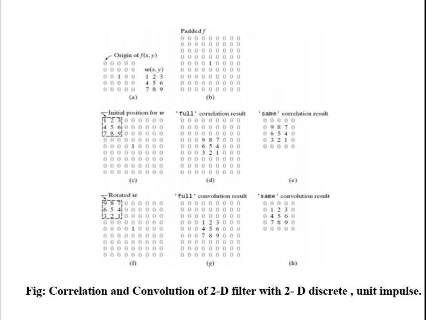This equation is evaluated for all the values of the displacement variables x and y, so that all the elements of w visit every pixel in f, where we assume that f has been padded appropriately. As explained earlier, a is equal to (m minus 1) by 2, b is equal to (n minus 1) by 2, and we assume for notational convenience that m and n are odd integers.